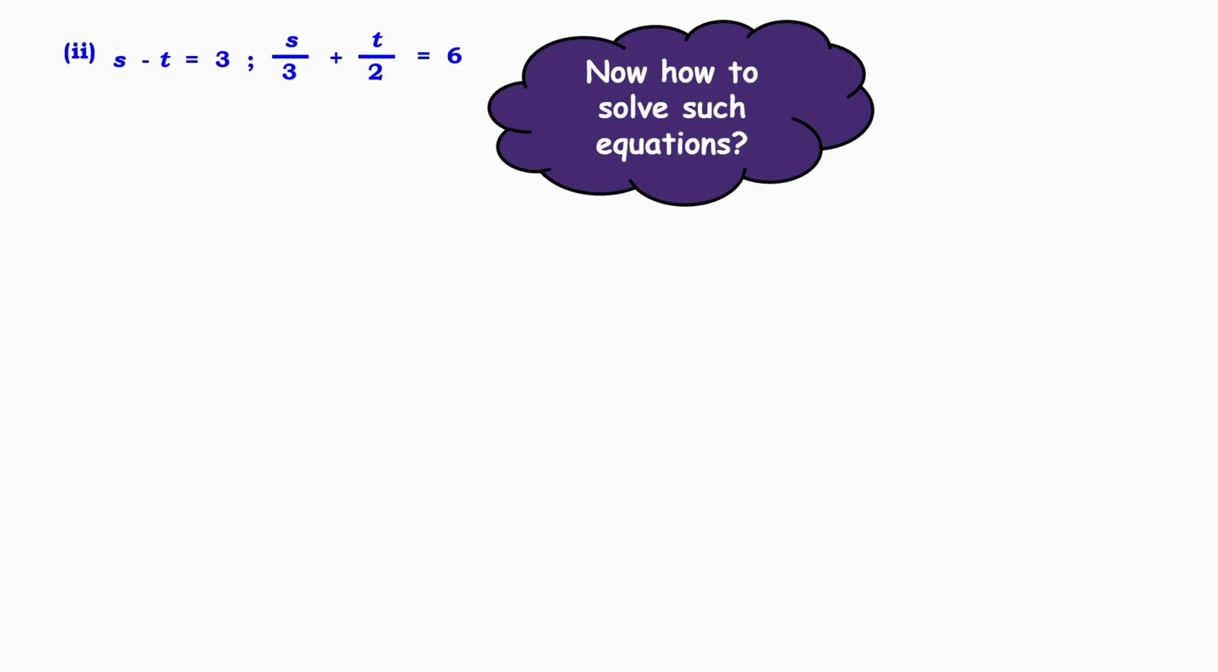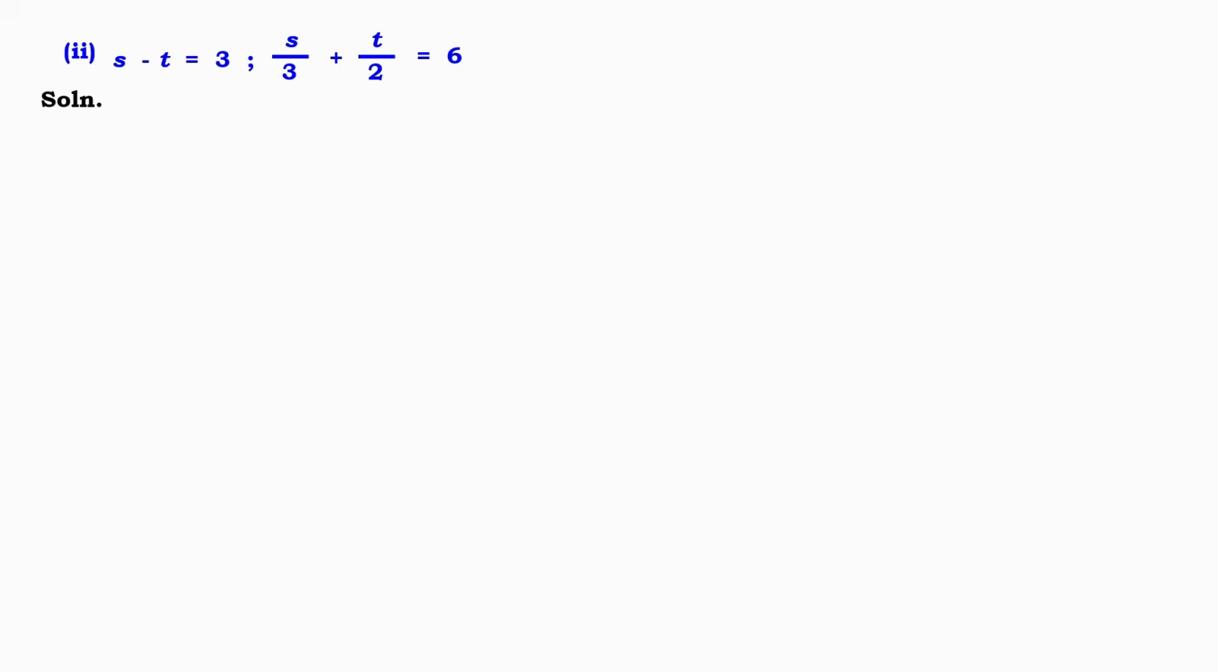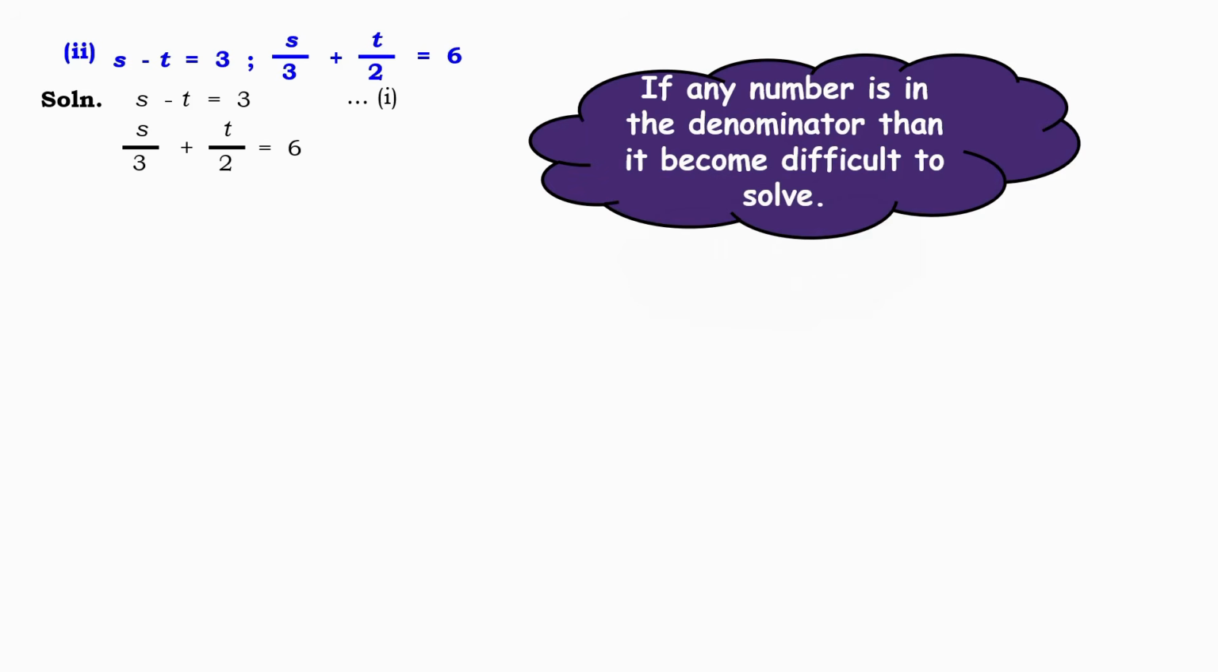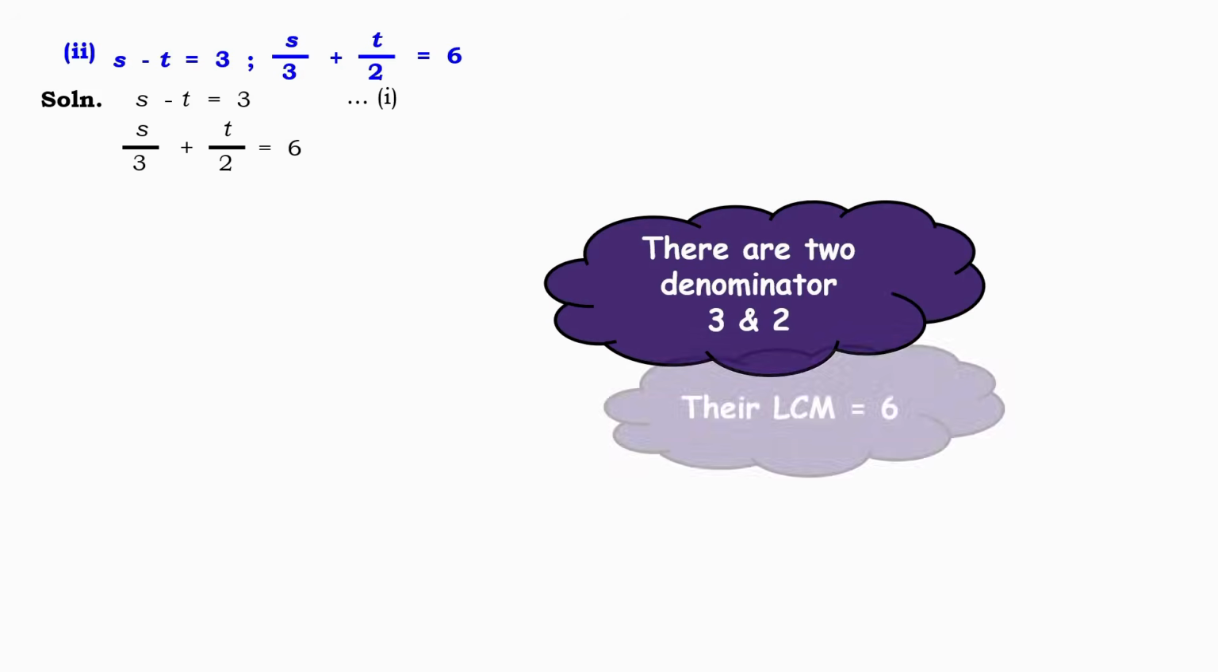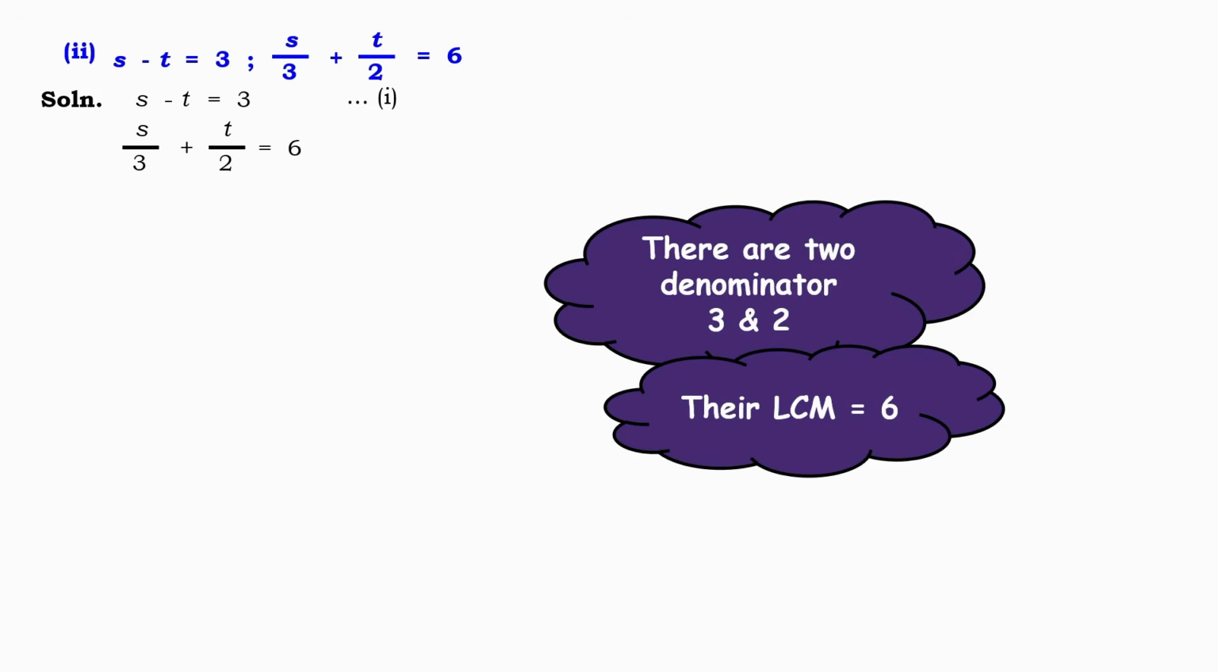Now let us solve the second question using the substitution method. The pair of equations is s minus t equals 3 and s divided by 3 plus t divided by 2 equals 6. First, let us write the equations clearly. Equation 1 is s minus t equals 3. Equation 2 is s divided by 3 plus t divided by 2 equals 6. Here we notice that the second equation contains fractions in the denominators. This sometimes makes the equation difficult to solve directly.